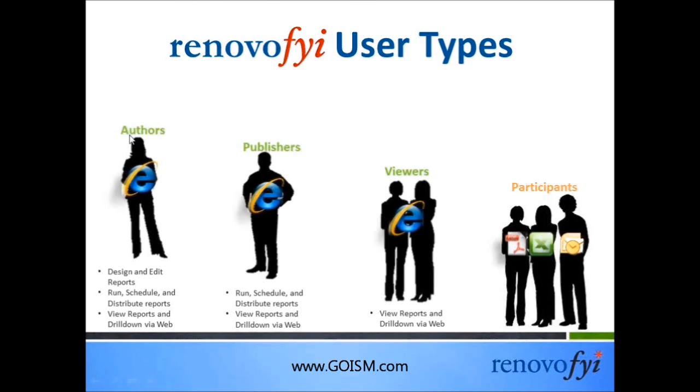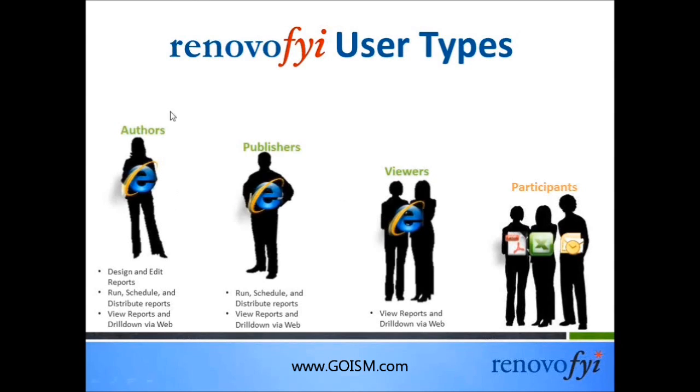The author is a licensed user who can basically do everything. That's your power user. They have the ability to design, edit, sketch, and do everything, basically. So these are the report designers, if you will. The green labeled users are all named users and they require a license.